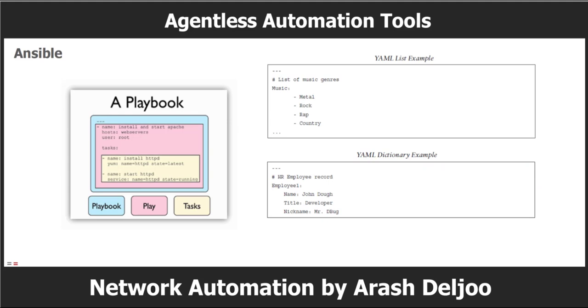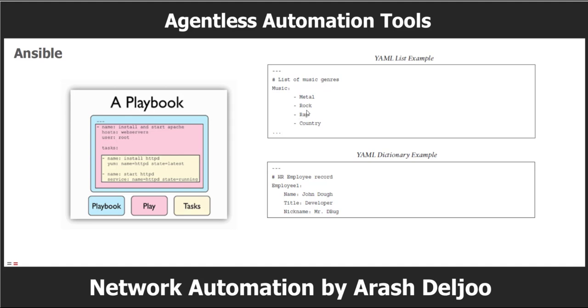Ansible playbooks are written using YAML, yet another markup language, and Ansible YAML files usually begin with a series of three dashes and end with a series of three periods. As you can see here, three dashes and end with three periods. Although this structure is optional, it is common. YAML files also contain lists and dictionaries. The top example shows a YAML file that contains a list of musical genres. As you can see, a list of music genres: music, and then metal, rock, rap, and country.